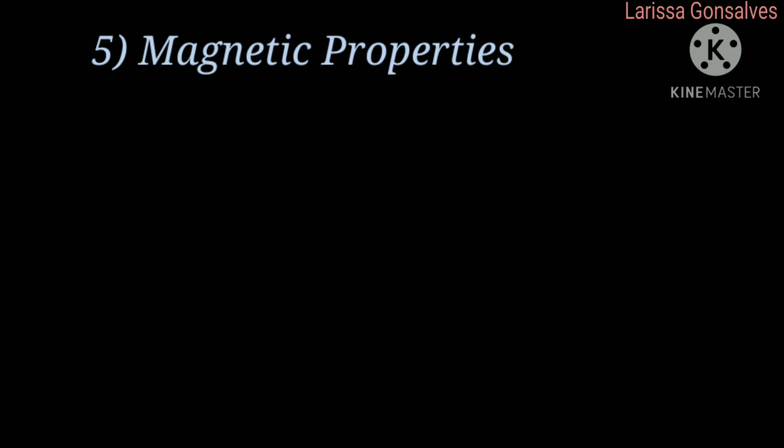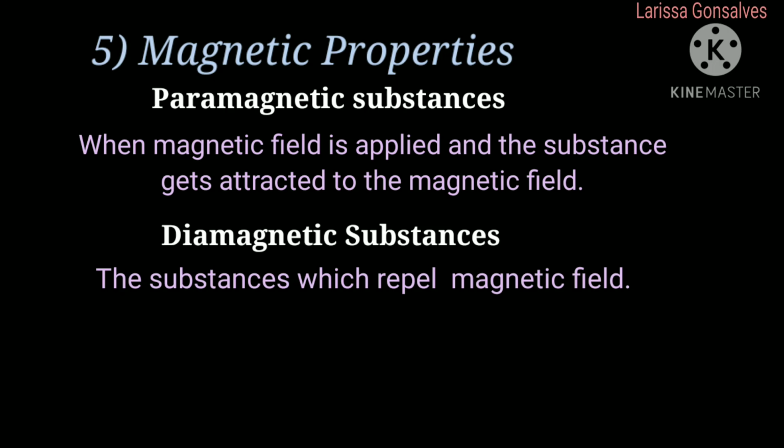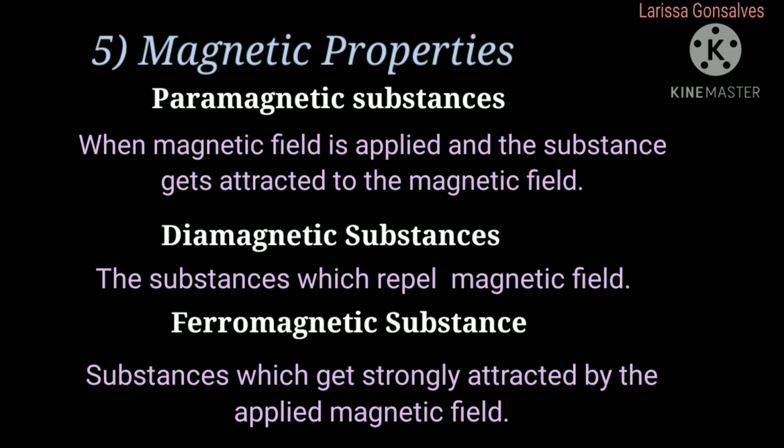Now we need to know what are paramagnetic, diamagnetic and ferromagnetic substances. When we apply a magnetic field and the substance gets attracted to that magnetic field, then those are called paramagnetic substances, while the substances which get repelled are called diamagnetic substances. There are some substances which are attracted very strongly to the magnetic field, and they are called ferromagnetic substances. Among the transition elements, iron, cobalt and nickel are ferromagnetic.